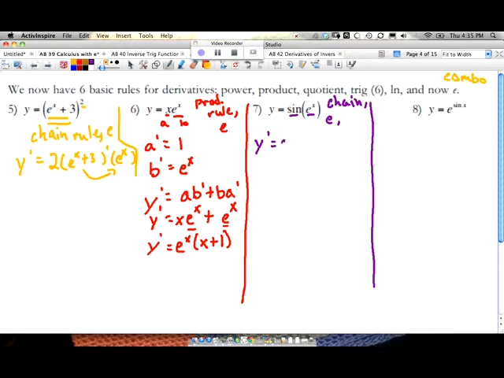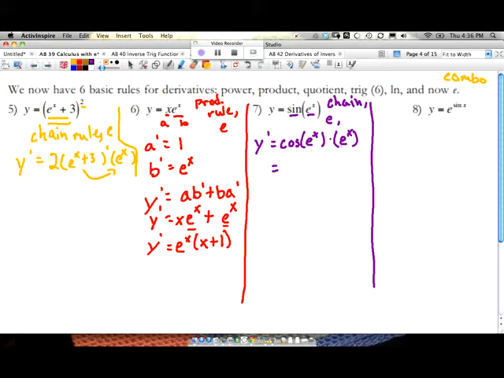Well, the derivative of the outside, derivative of sine, is cosine. I leave the inside alone the first time, but then I'm going to multiply by the derivative of that, which is e to the x, because e to the x and its derivative are the same thing.